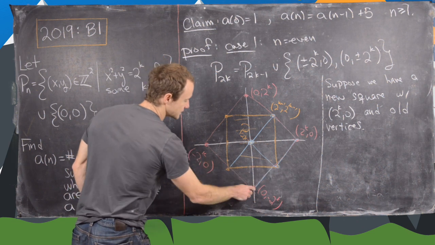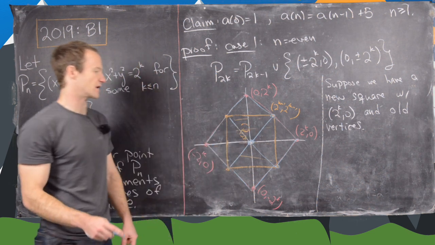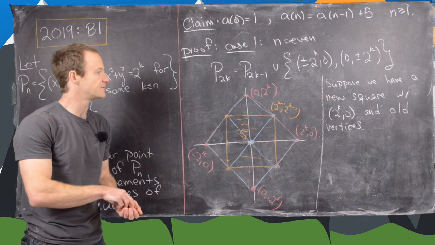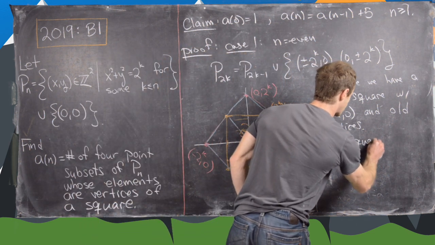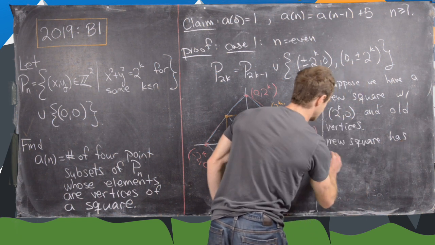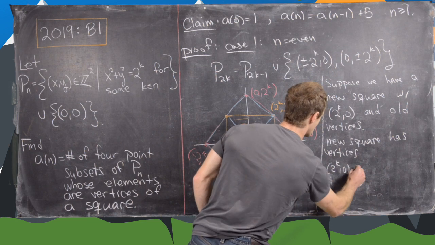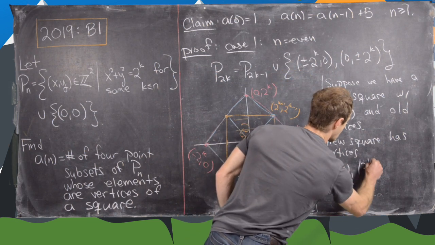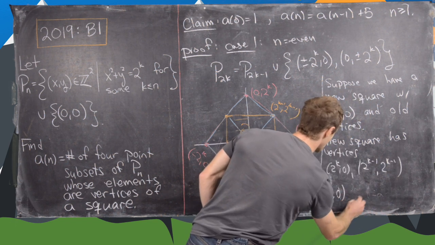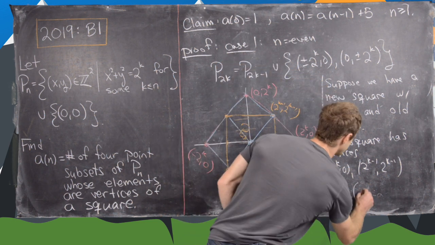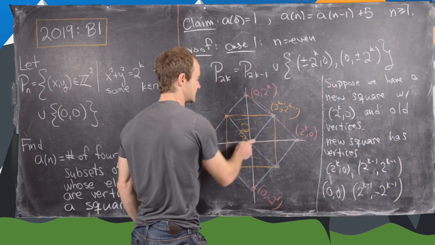So there's another new square. And then there is another new square. And then finally, here's another new square. So that gives us 5 new squares. So, in other words, in this case, our new square has vertices (2k, 0), (2k minus 1, 2k minus 1), (0, 0), and (2k minus 1, negative 2k minus 1). So that would be this square right here.